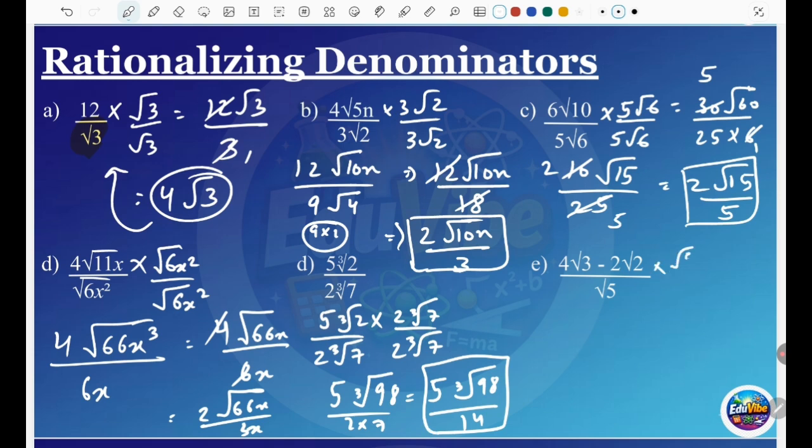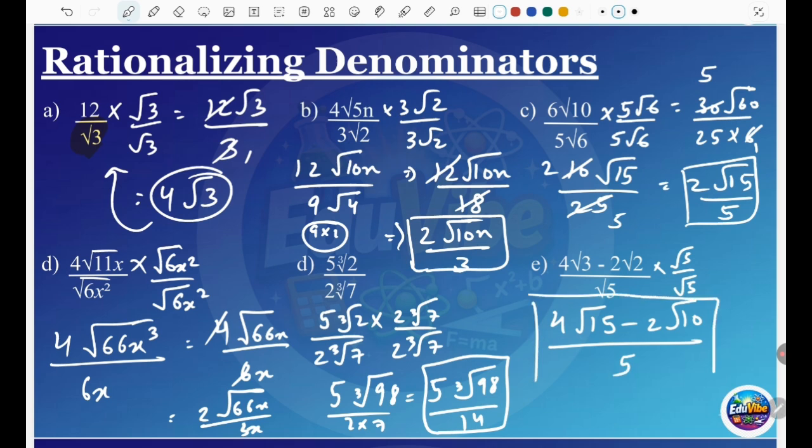For this one again, root 5 upon root 5. You multiply root 5 with both terms. So keep in mind how we do this. You get 4 root 15 minus 2 root 10 upon 5. Nothing is common, well 2 is common, but it has no effect on the denominator. So you can leave the question like this.